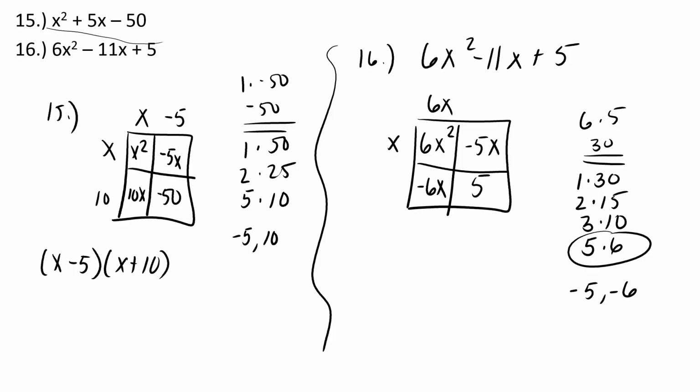Times x would give me the 6x squared. X times negative 5 gives me negative 5x. This one is a little bit weird. 6x times what gives me negative 6x? It would have to be a negative 1. And negative 1 times negative 5 does give you a positive 5. So it's a little bit slick there. My base was 6x minus 5, and my height was x minus 1.